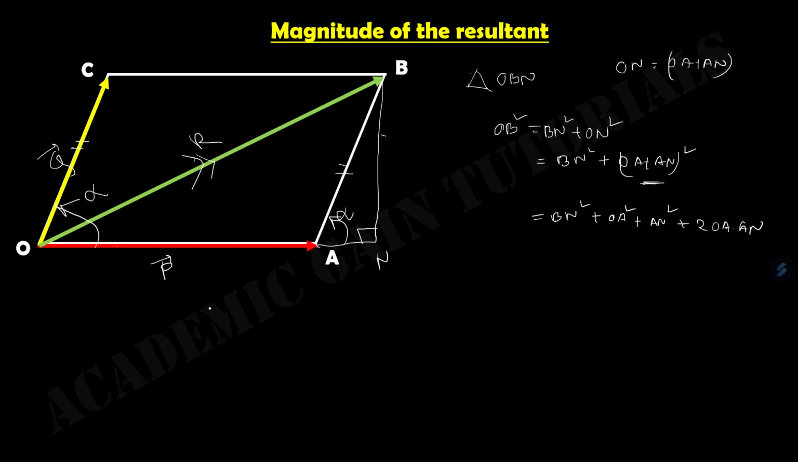Now coming to another thing, we take the triangle ABN. Also here we apply the law of Pythagoras. Here we can find that AB square equals BN square plus AN square.